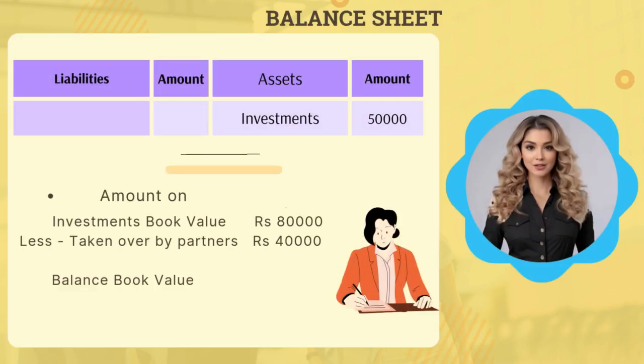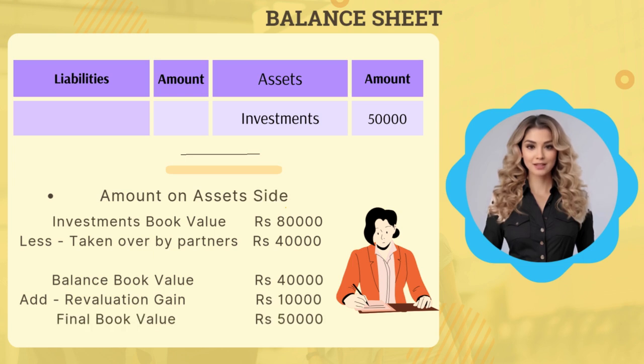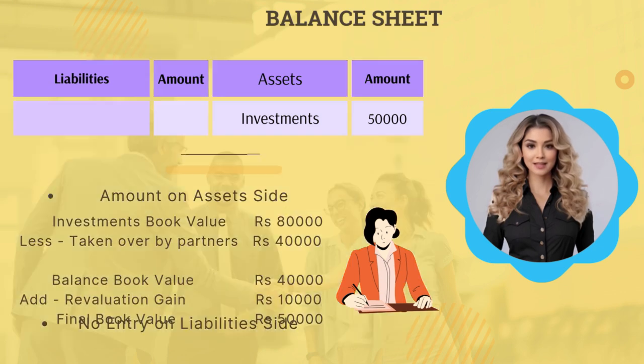Finally, let's see how this adjustment affects the balance sheet. The investments will now be shown at their new revalued amount of 50,000 rupees. We arrive at this figure by starting with the original value, 80,000 rupees, subtracting the value of the investments X and Y took, 40,000 rupees, and then adding the revaluation gain, 10,000 rupees. There is no impact on the liability side.